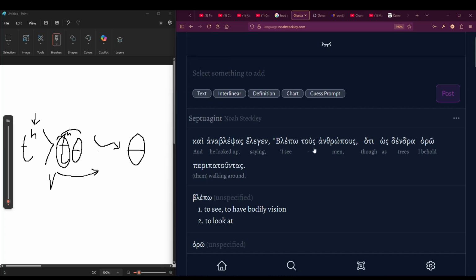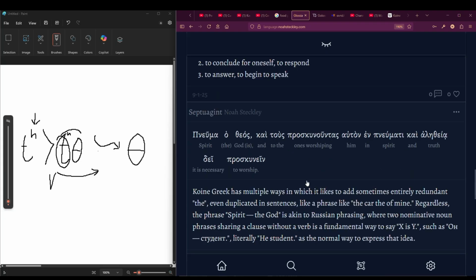Vlepo tus anthropus hoti hosh tendra, with plosive de, ro peripatuntas. Here's another interesting example. Pneuma, where we're taking this and turning it into, I guess, a sort of weird high fronty thing, whatever we're talking about with that.